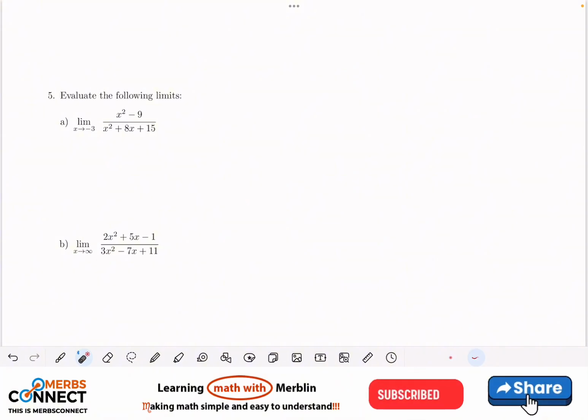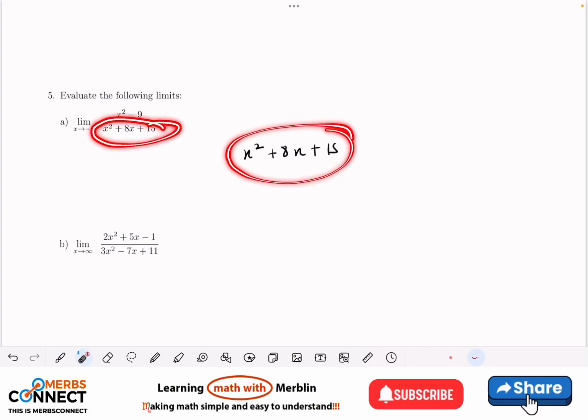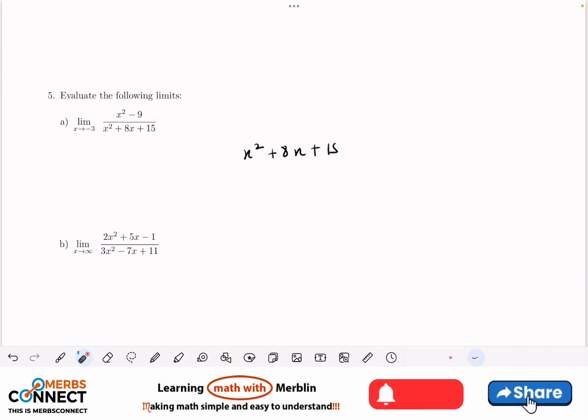If it's not 0, then we can plug in the -3. But if it is 0, then we need to simplify before we plug in again. So let's pick x squared plus 8x plus 15. This is the denominator, and I want to check if it is not 0. If it is not 0, then I can do direct substitution. If it is 0, then I need to simplify.